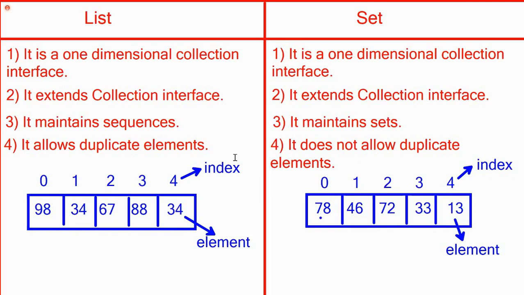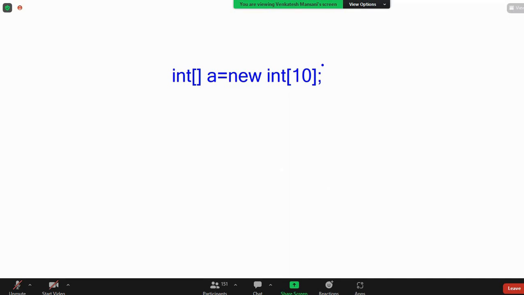See, for example, you'll write like this: integer array equal to new integer of 10. How many elements can we store? 10 elements we can store. But if you use the collections framework, there is no limit.